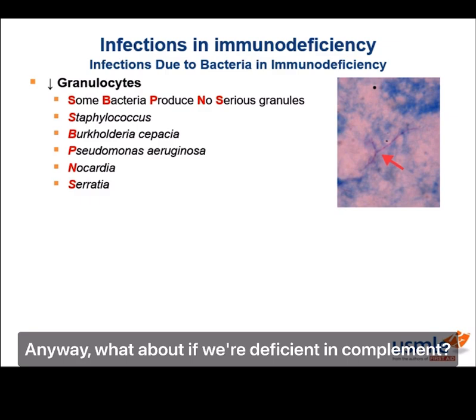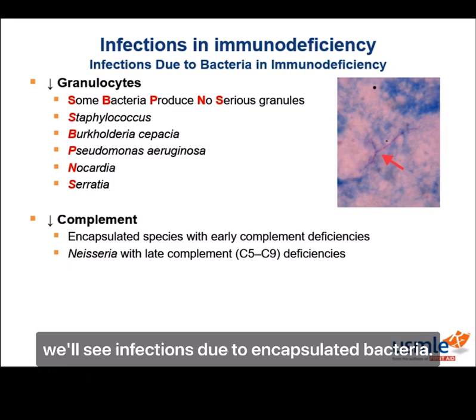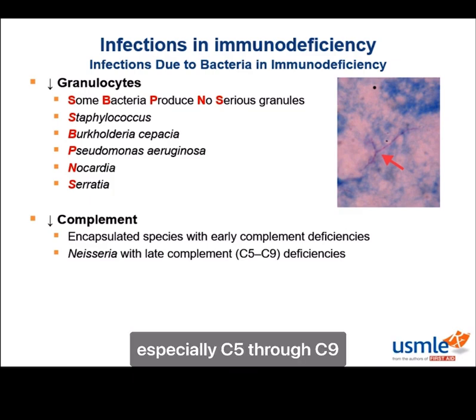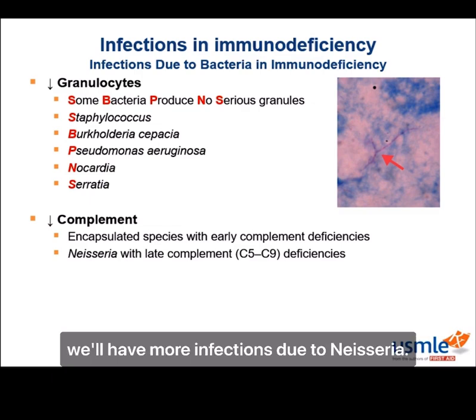Anyway, what about if we're deficient in complement? With early complement deficiencies, we'll see infections due to encapsulated bacteria. With the late complement deficiencies, especially C5 through C9, which make up the membrane attack complex, we'll have more infections due to Neisseria.